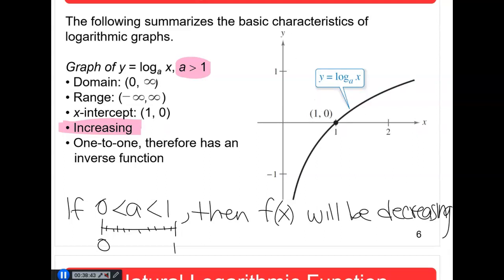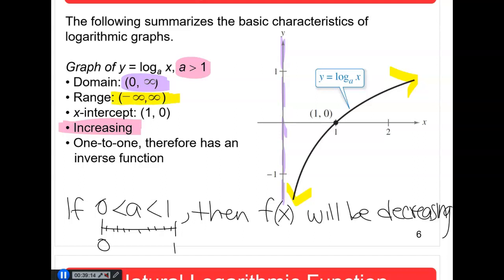Okay, then also we already went over how the domain will be from 0 to infinity. You could also see how we have our vertical asymptote here. So x is going to get close to 0 from the right side, but it will never be 0. The range, we already know that it extends, right? It goes from the y values from negative infinity to positive infinity.